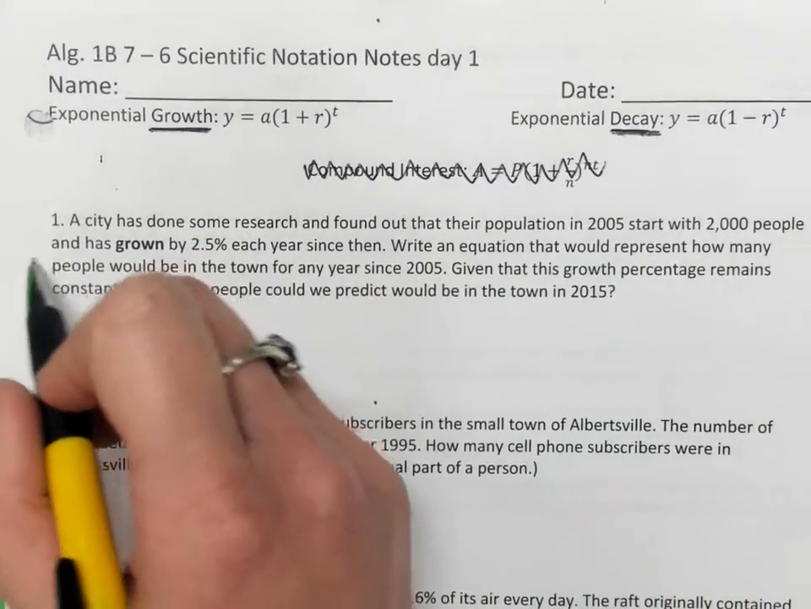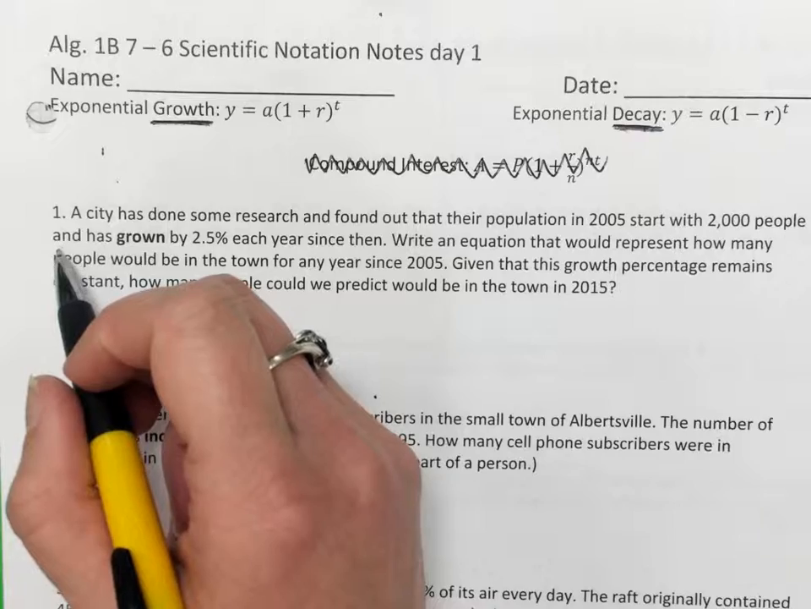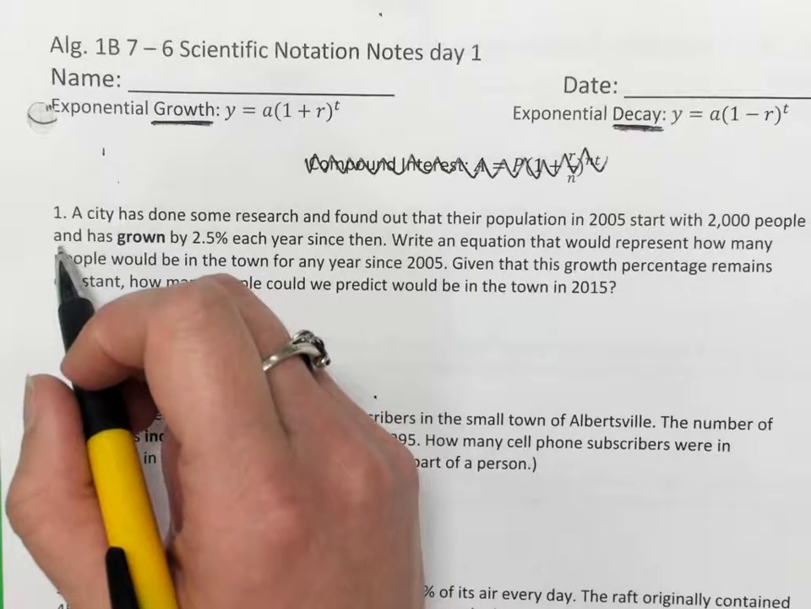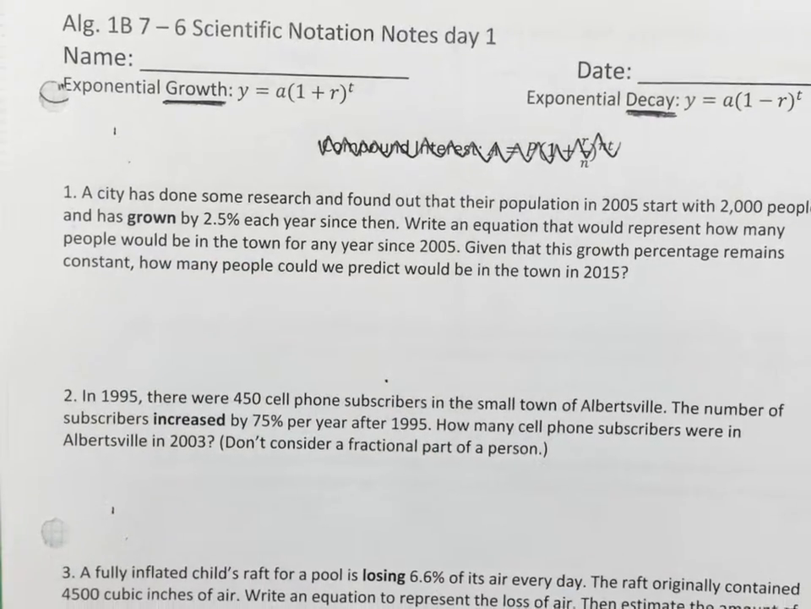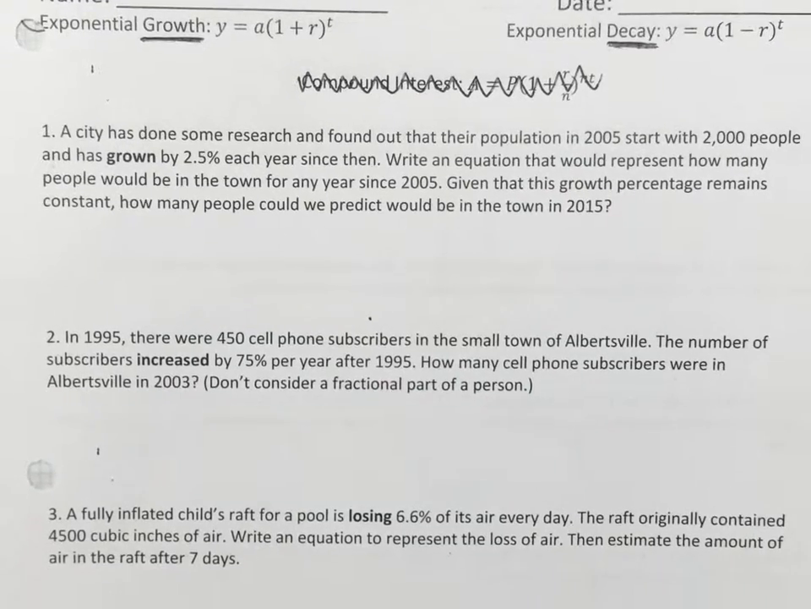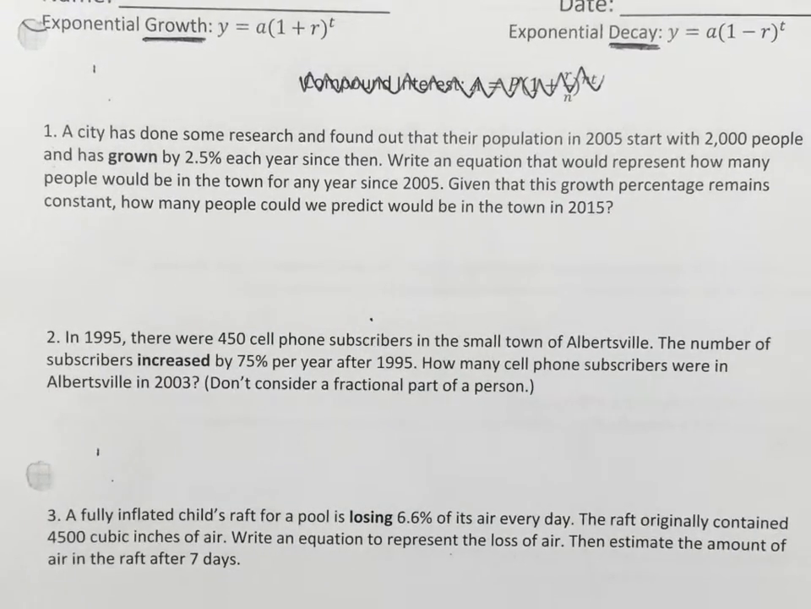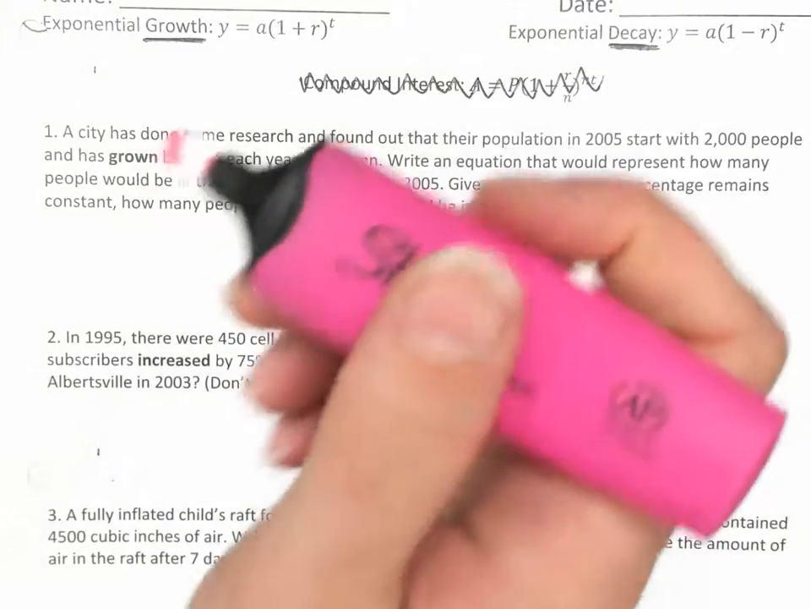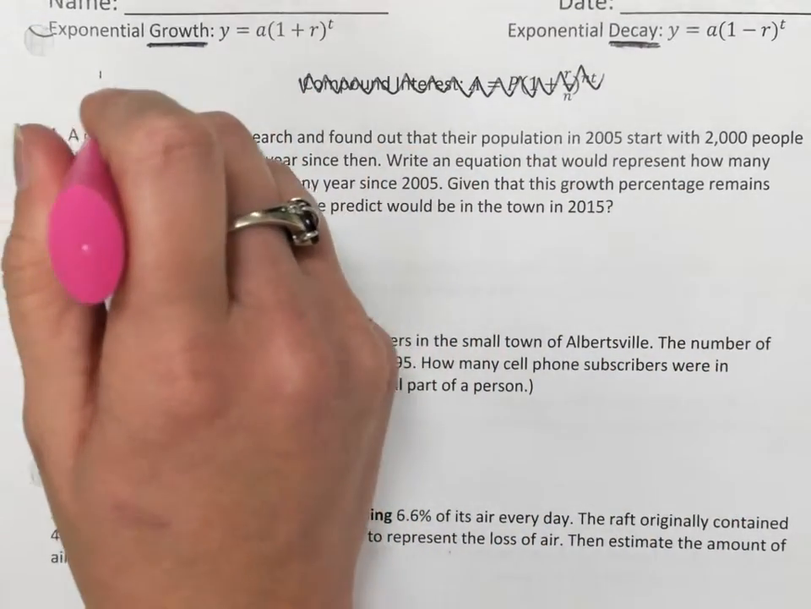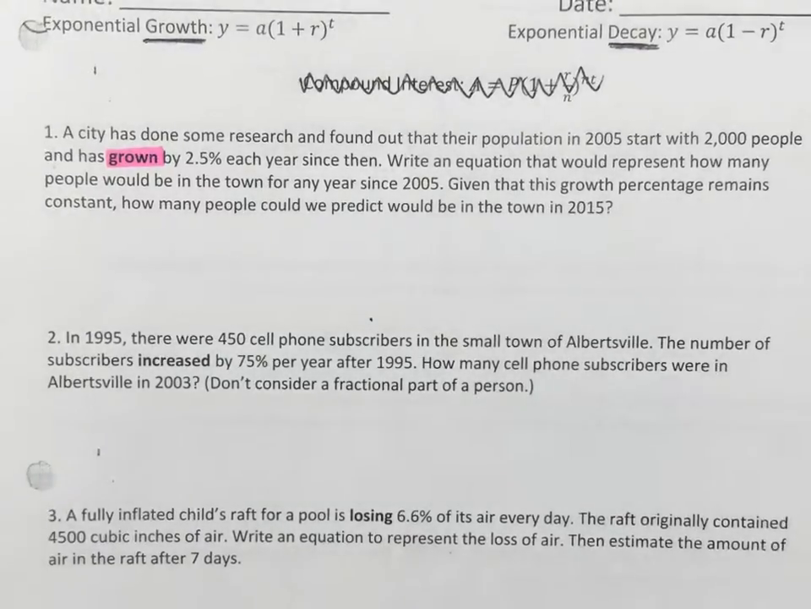All right, here we go. So number one. Anybody want to read it for me? I'll read it. You want to read it, Jackson? Go ahead, Jackson. The city has done some research and found out that their population in 2005 started with 2,000 people and it's grown by 2.5%.